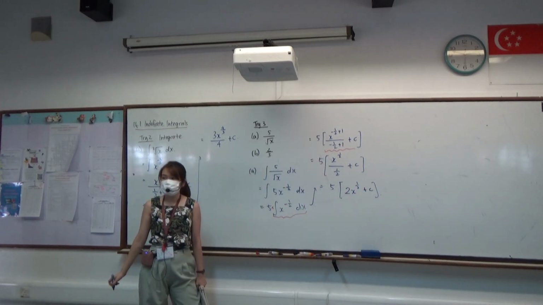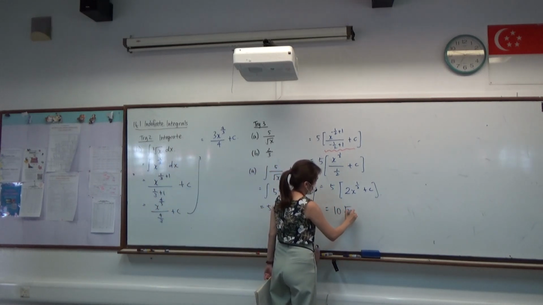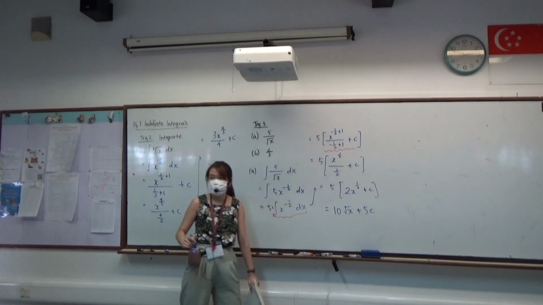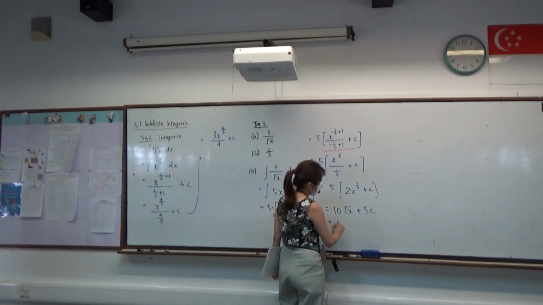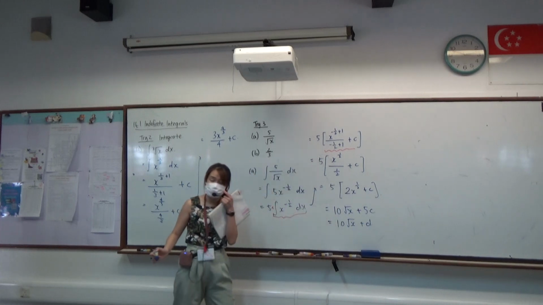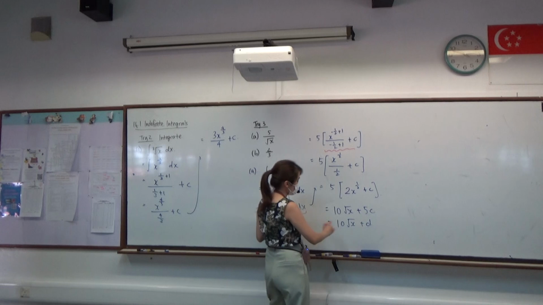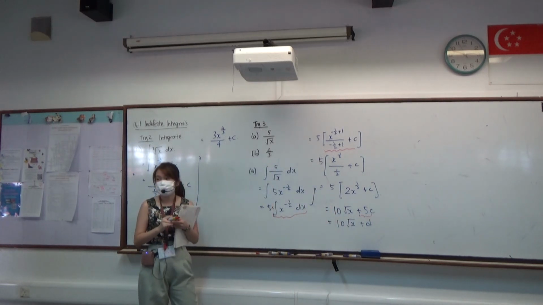You can choose to expand this. We get 10 square root x plus 5c. 5c is a constant itself. You can also re-express it into another constant d. So this is possible too.